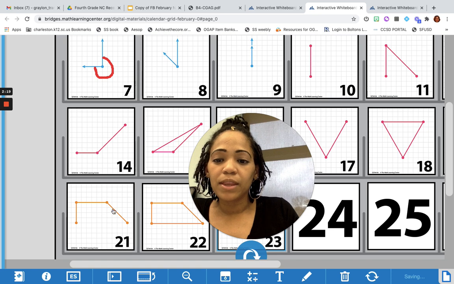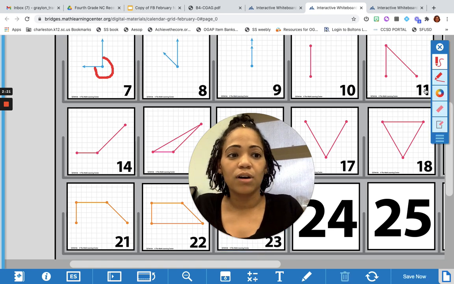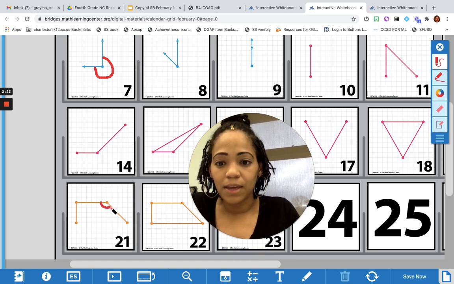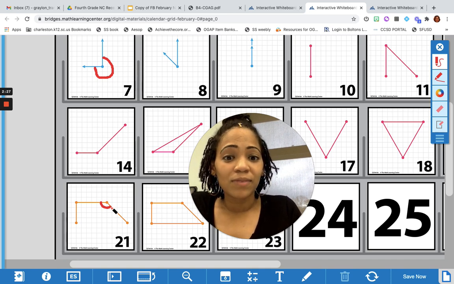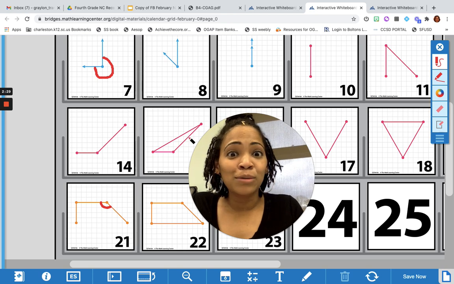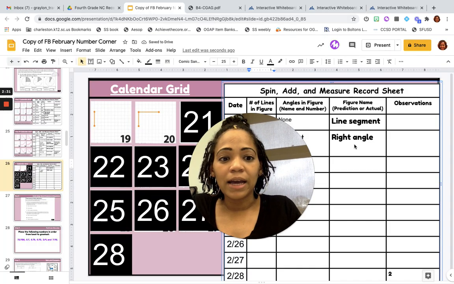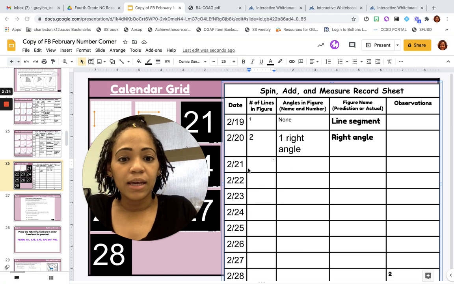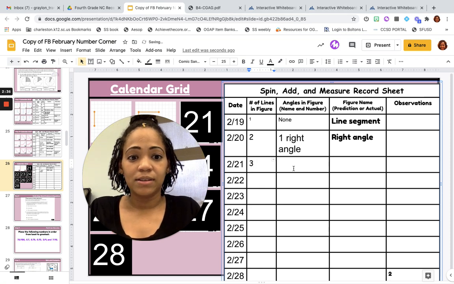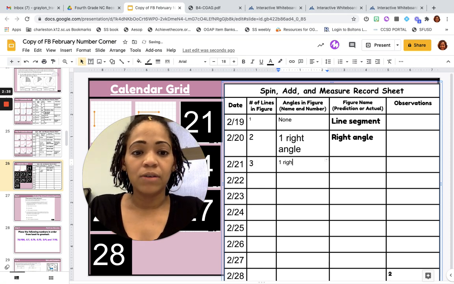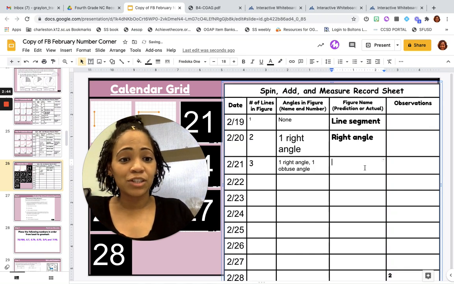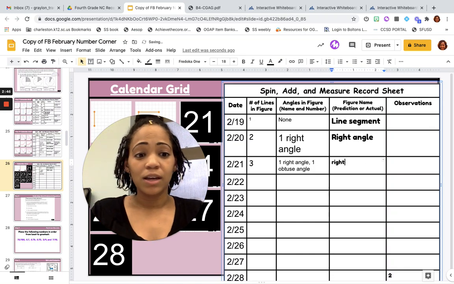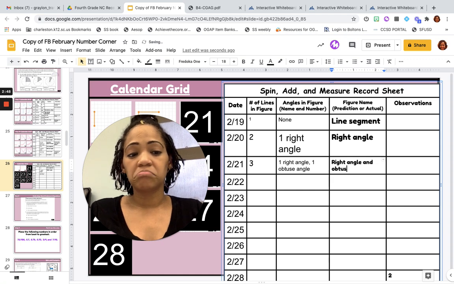So now I want to know what this angle is, and let's see if I can draw on this today. Maybe. What is this angle? What kind of angle is it? Yeah, it's an obtuse angle. So now I have 3 line segments, which is 1 right angle and 1 obtuse angle. And if we were to give it a name, we would say right angle and obtuse angle.